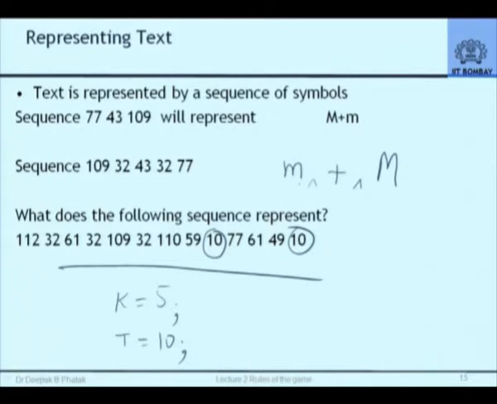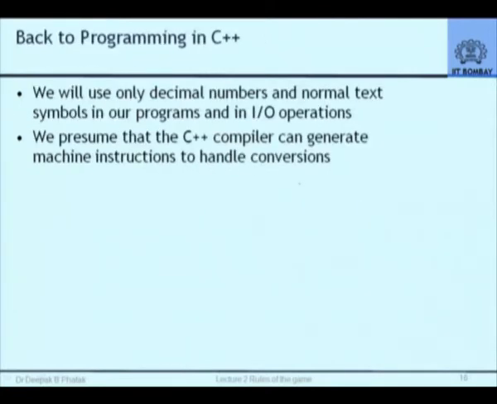So that's all. All that I meant was that if I have different symbols in my text, they will all be represented by a series of values, including the new line, which is a separate symbol internally, although it is not visible to us. Okay. So we get back to our programming. Now we use only decimal numbers and normal text symbols. We presume that the C++ compiler is capable of generating appropriate values. We don't know yet what the compiler is. We'll leave it there.